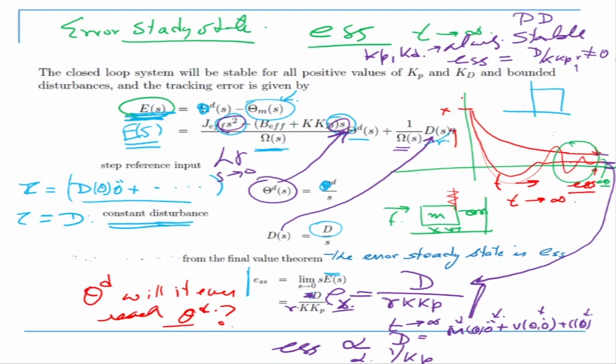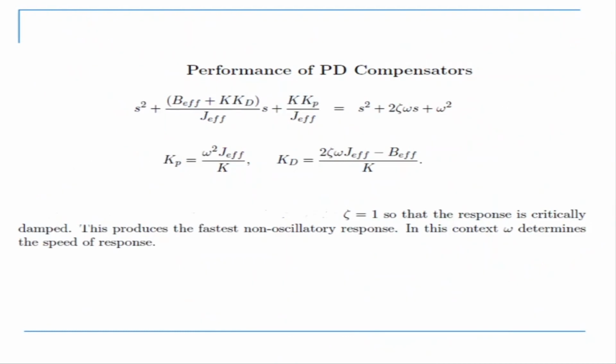Okay, so this is a very, very important equation in terms of PD control. Now let's look at performance of PD compensators. Now we can write it in general. We can write this equation. What was that equation? Let us go back and look at it.